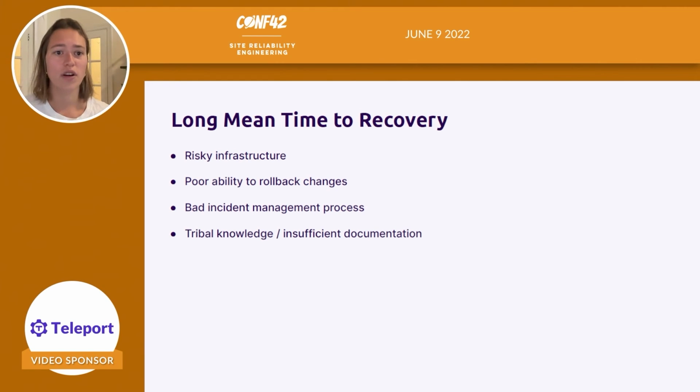So again, if we look at what could cause long mean time to recovery: risky infrastructure, poor ability to actually roll back these changes, right? You want to make sure you always have a plan in place so that if there is an outage, you can roll back while you figure out what's wrong with that latest release. Having a bad incident management process where potentially you don't know who's on call or who the owner is or who to call. And then having tribal knowledge or insufficient documentation.